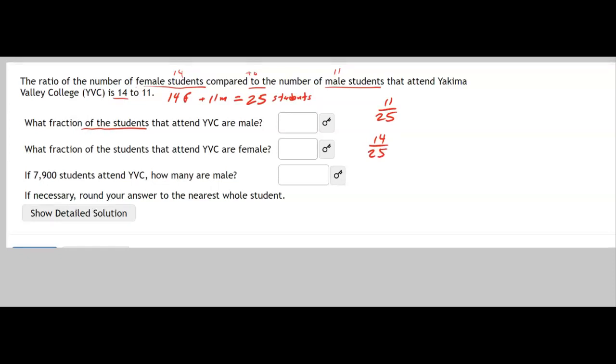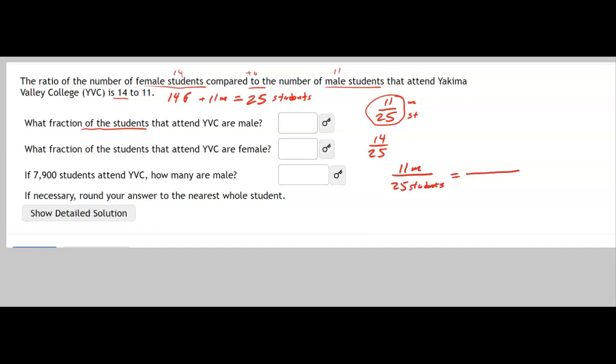And then here's where we get the proportion. If 7,900 students attend YVC, how many are male? So we're going to use this ratio, 11 out of 25, because this tells us males compared to total students. And so we have 11 male students compared to 25 total number of students.